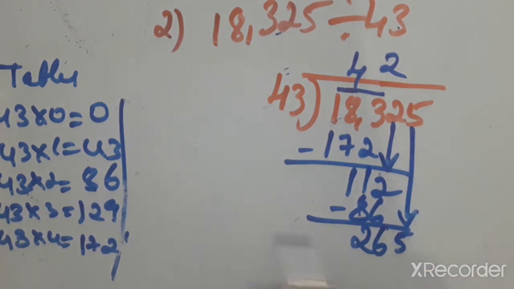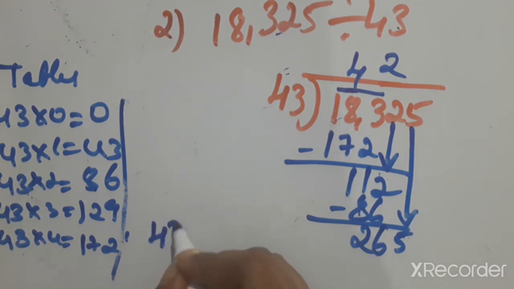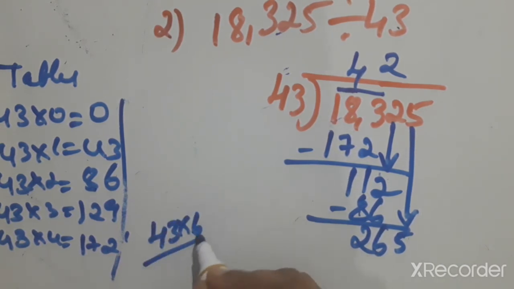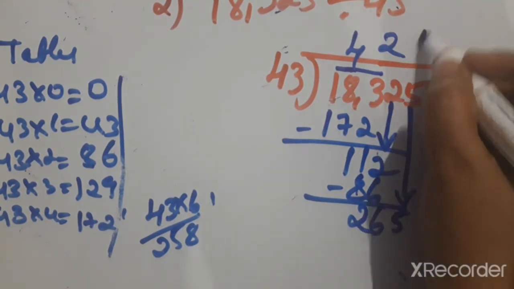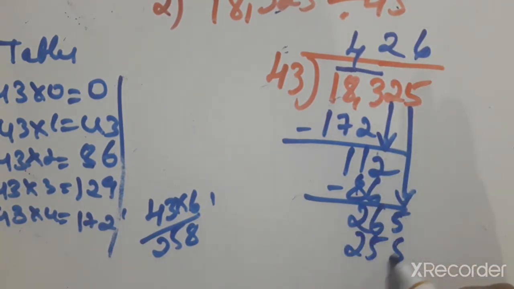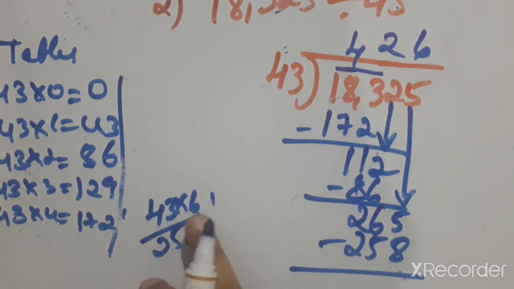265. 43 5s is 180 something. So 43 6s, 3 6s are 18, 258. So this is the nearer one. 43 6s is 258. 43 7s will be 300 and change, so it will be more than this. So 43 6s is 258. That is the nearer one.